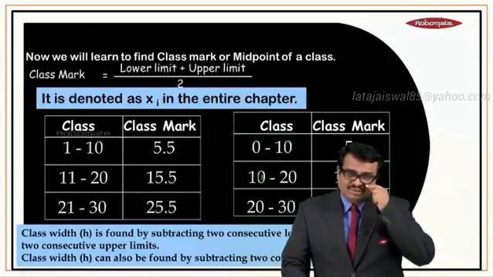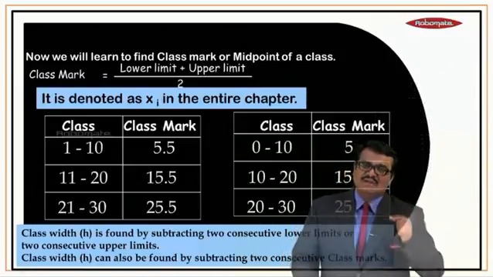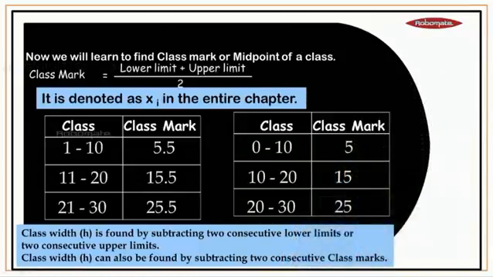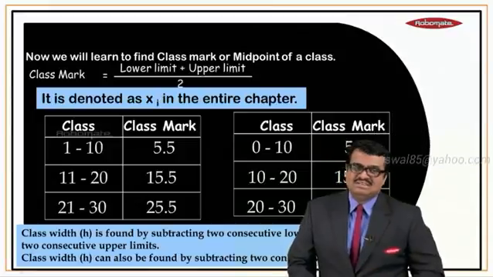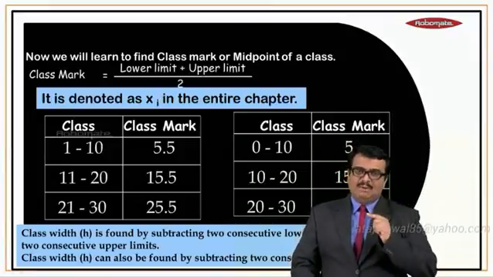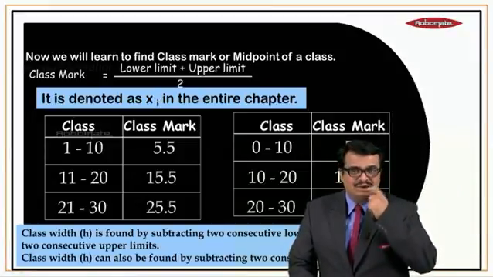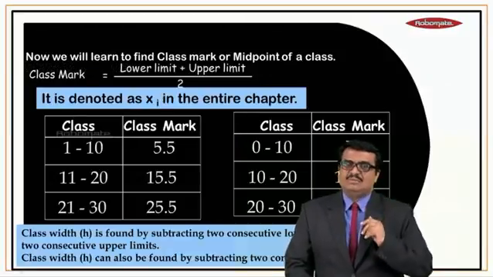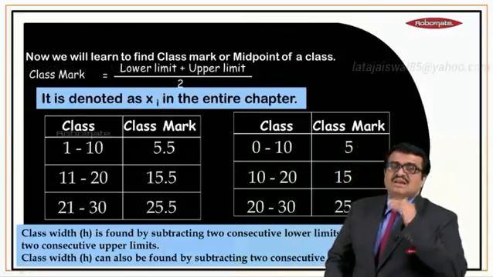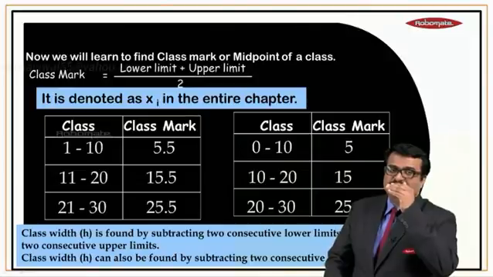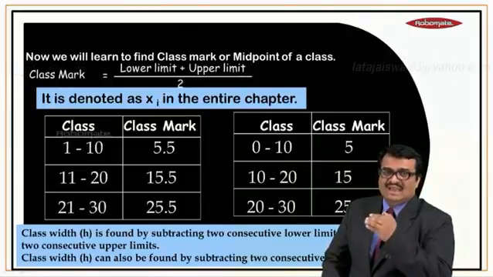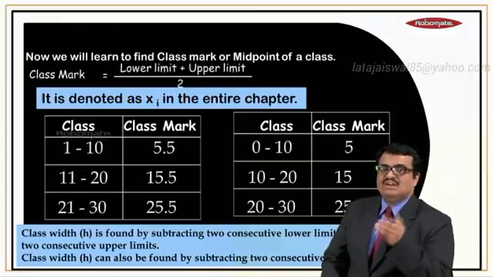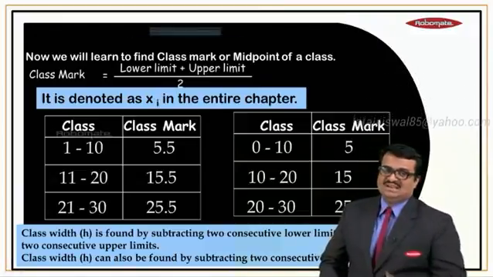If you see two consecutive class marks, in the first column, 5.5, 15.5. If you subtract them, 15.5 minus 5.5, how much is the value? 10. 25.5 minus 15.5, how much is the value? 10. In the second column also, 15 minus 5, how much is the value? 10. 25 minus 15, how much is the value? 10. So class width h can also be found by subtracting two consecutive class marks.